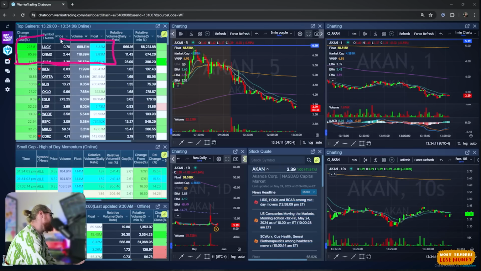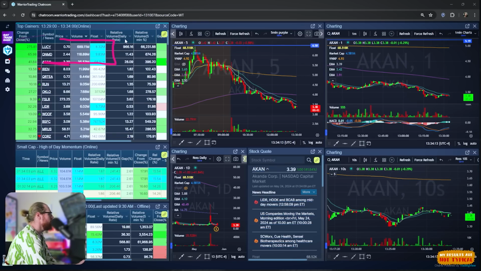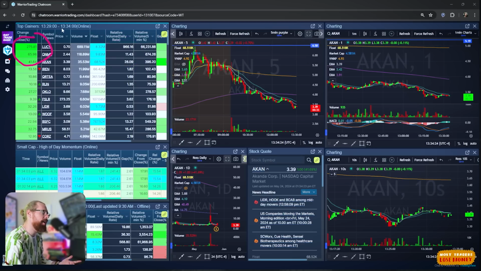Now, if you're trading forex, cryptocurrency, or futures, you're going to want to trade the ones that have the most volume, the highest relative volume, and that are up the most. These are the ones that people are going to be paying attention to. And of course, scanners have been developed for these markets as well, because it's a well-known strategy.